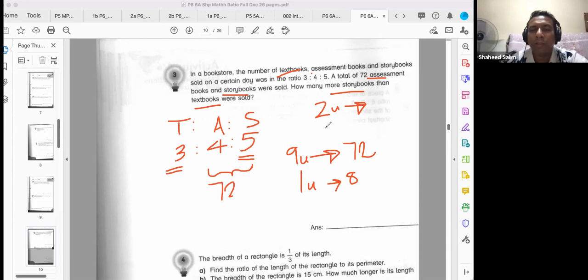2 units, why 2 units? They want to know how many more storybooks than textbooks. There's 2 units more. 5 minus 3 is 2. So it's 8 times 2, and the answer is 16.